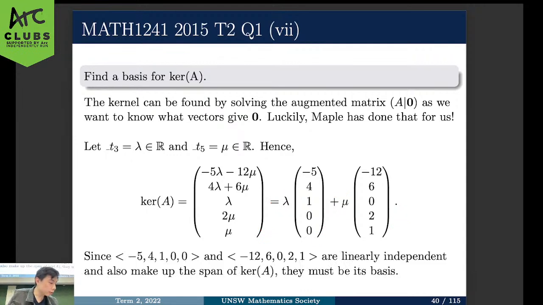First, we know that these two are linearly independent because the first vector has a component in the third position, whilst it's 0 in the second vector, and the second vector has a component in the fourth position, whilst it's 0 for the first vector. So they're linearly independent, and they also span all of Ker A. So we can say that it is indeed a basis of the kernel, since it's linearly independent and it's a spanning set.